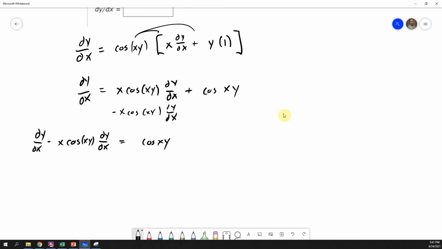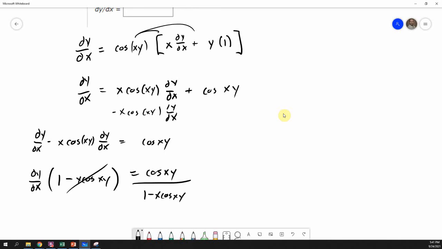Now we're going to factor the dy dx out because it's a common factor. Once you've got everything with a dy dx on that side, you can factor it out. That leaves us with 1 minus x cosine xy equals cosine xy. And then we divide by the 1 minus x cosine xy, and we get dy dx equals cosine xy over 1 minus x cosine xy. That's number 5.